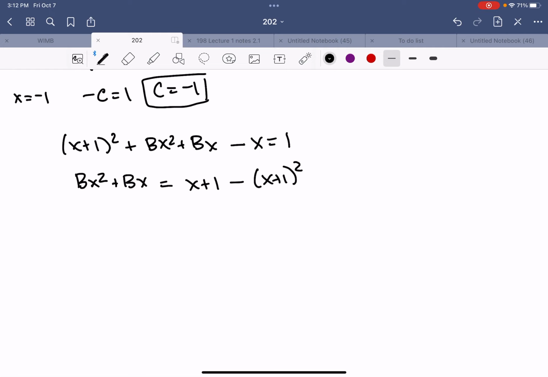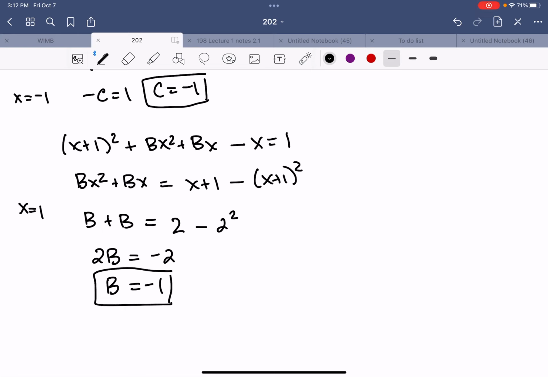Again, this has to work for any number. So if I plug in 1 here, if I let x equal positive 1, that's going to give me b plus b equals 2 minus 2 squared. And that's going to be 2b equals 2 minus 4. 2 minus 4 is negative 2. Divide by 2, and that gives me b equals negative 1.